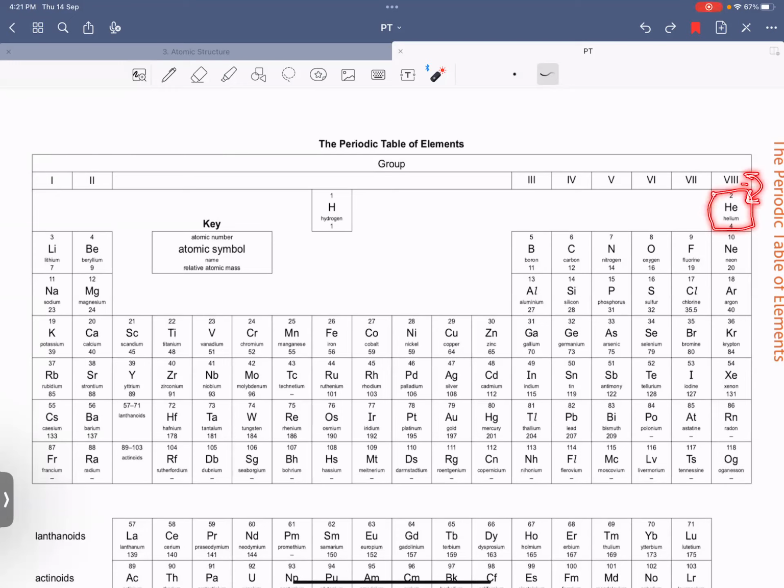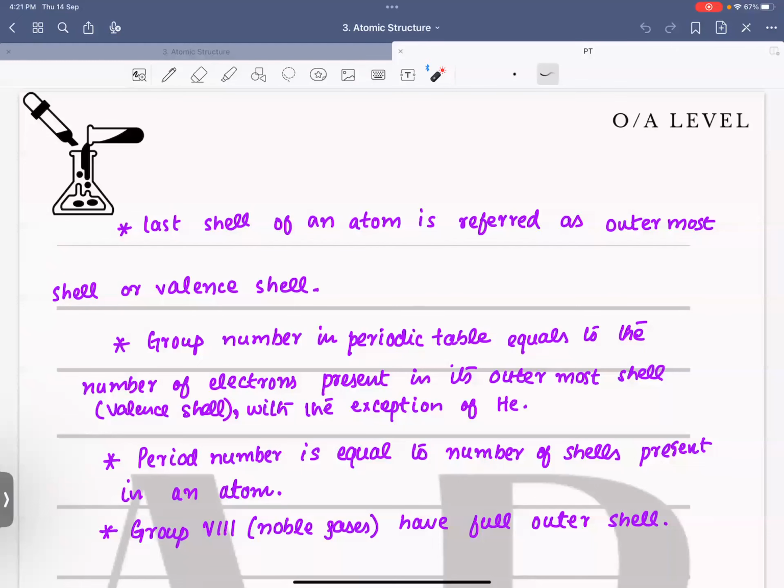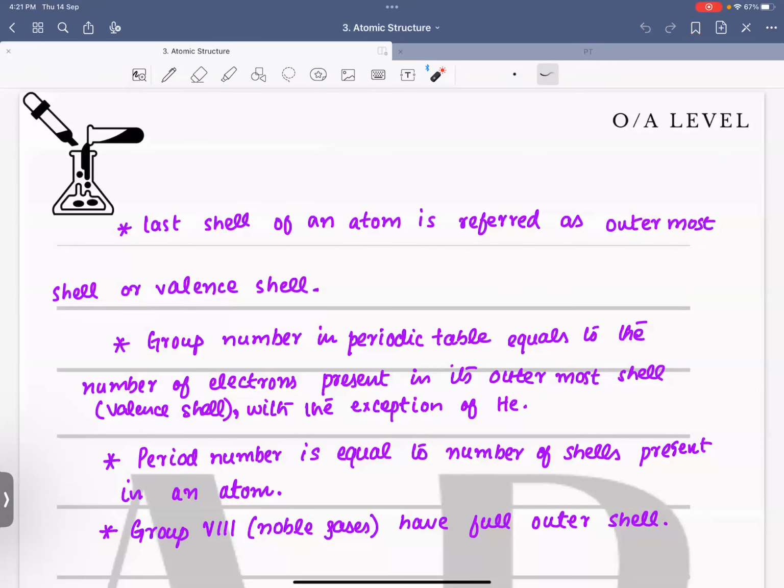Otherwise, if we talk about neon, argon, krypton, xenon, radon, all these are in group 8. It means their outermost shell has 8 electrons. If we look at these elements, nitrogen, phosphorus, arsenic, antimony, bismuth, as their group number is 5, it means they all have 5 electrons in their outermost shell. Is this clear? Yes. Okay. So that's what the exception is.